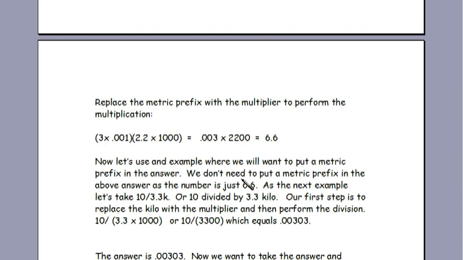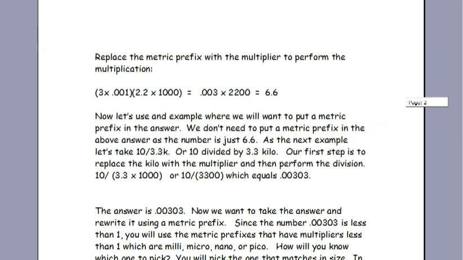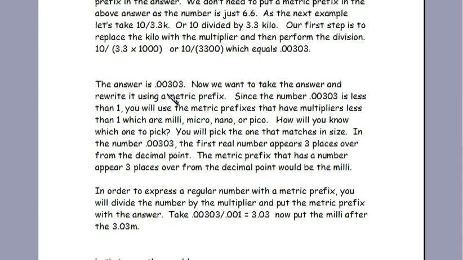Now let's use an example where we want to put a metric prefix in the answer. We don't need to put a metric prefix in the above answer as the number is just 6.6. Usually when you're going to be using a metric prefix in the answer, it'll be a very, very small number or a very, very large number. As the next example, let's take 10 and divide it by 3.3 k or kilo. Our first step is to replace the kilo with the multiplier and then perform the division. So I'm going to take 10 divided by 3.3 times 1,000 for the kilo, or 10 divided by 3,300, which equals 0.00303. So the answer is 0.00303.